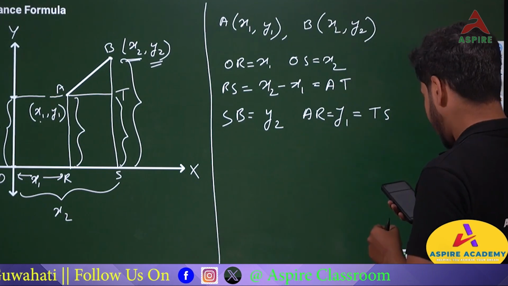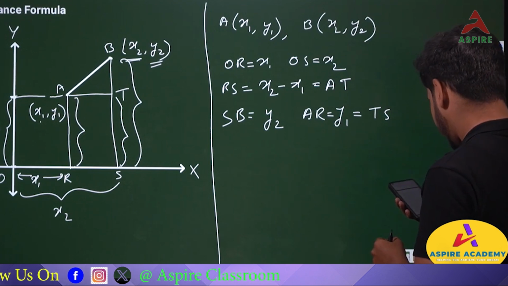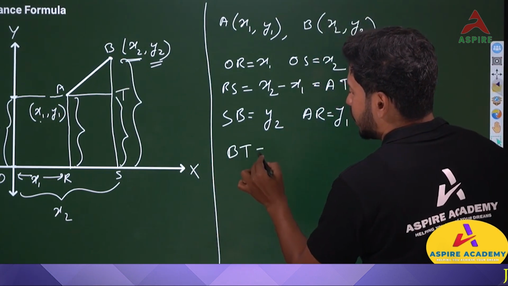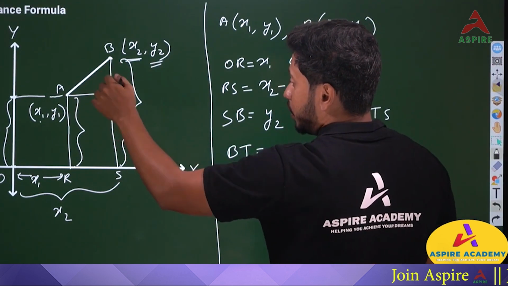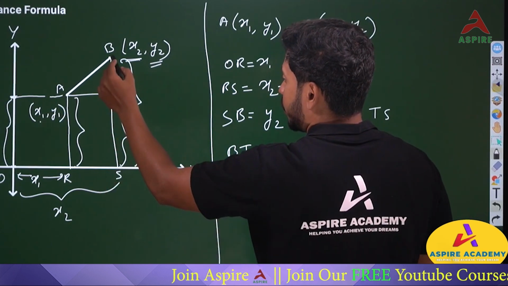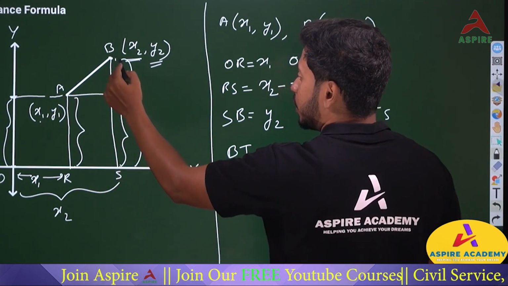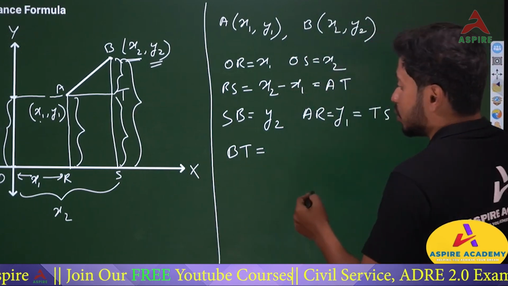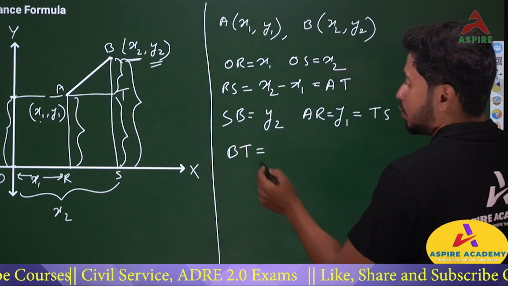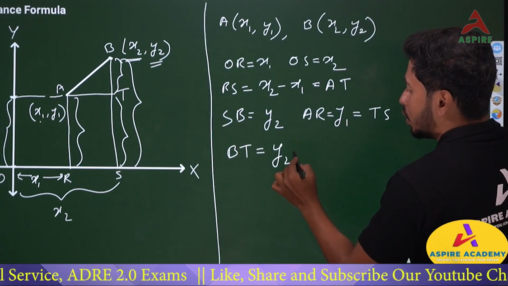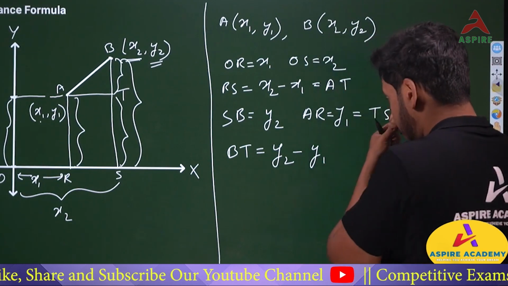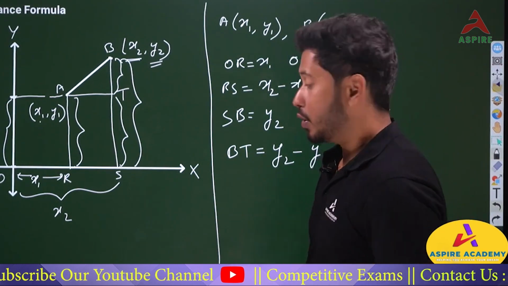So from here also we can say, if we say this BT, what is BT here? BT will be, if we subtract TS from BS, then we will get this BT, right? So BT equal to what? BS minus TS. What is BS? BS is y2, and what is TS? TS is y1. So we got here BT equal to y2 minus y1.